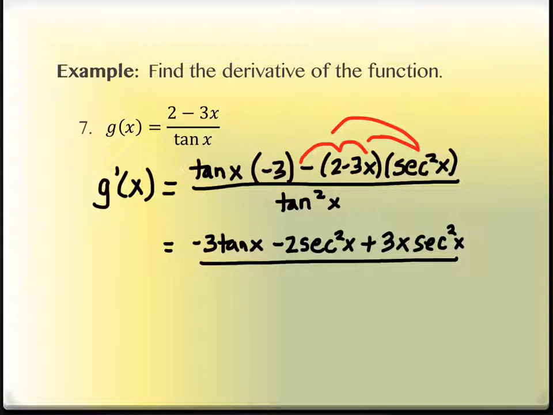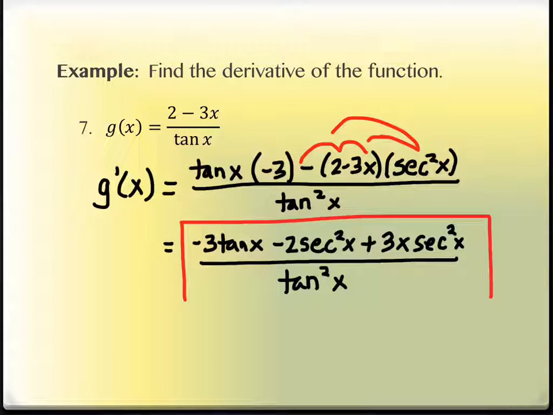And all of this is over the tangent squared of x. And we really are going to just stop right there. Could we make it look a little bit prettier with sines and cosines? Maybe. But it also may just make it look worse. That sometimes happens, right? We could potentially use a Pythagorean identity.